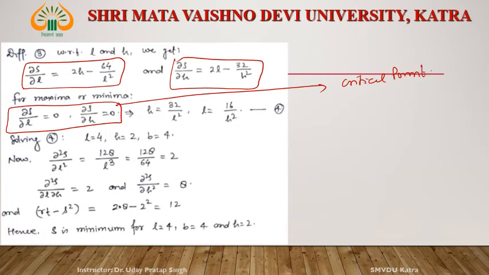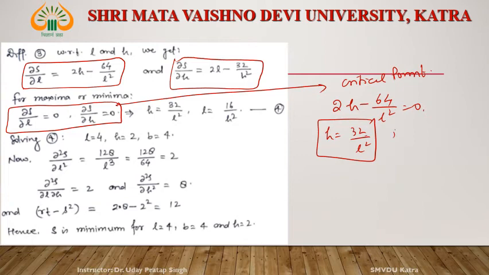If dou S by dou L is equal to 0, then this is 2H minus 64 by L square is equal to 0. This implies that H is equal to 32 by L square. And for dou S by dou H is equal to 0, this is 2L minus 32 by H square is equal to 0. So L is equal to 16 by H square.